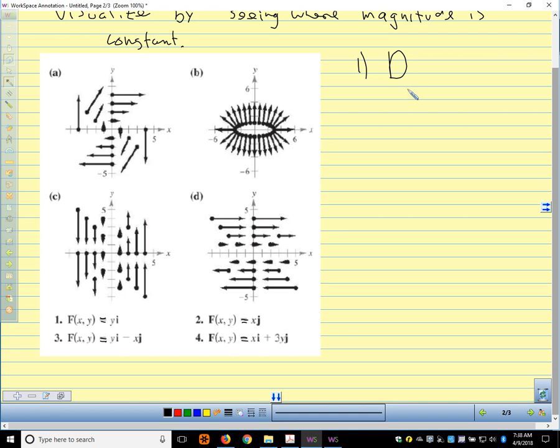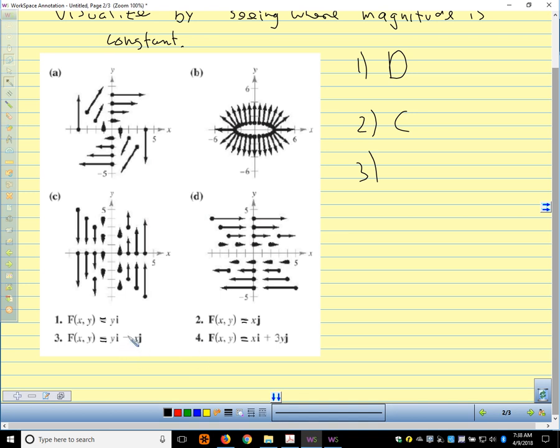How about 2? 2 only points in the y direction, and the magnitude is proportional to the x coordinate. So that's going to be C. So those two are pretty easy ones. Number 3. No, 4 is definitely A.